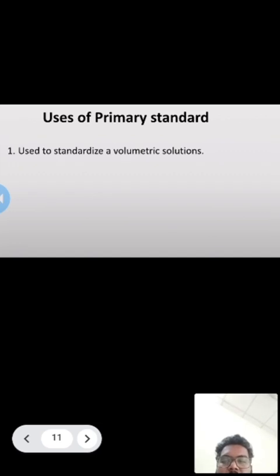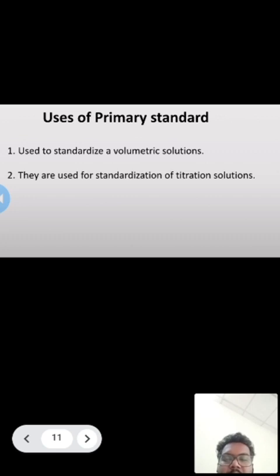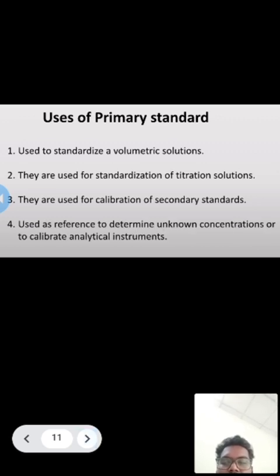Uses of primary standards: they are used for the standardization of volumetric solutions, for the standardization of titration solutions, and for the calibration of secondary standards. They are used as a reference to determine unknown concentrations or to calibrate analytical instruments.